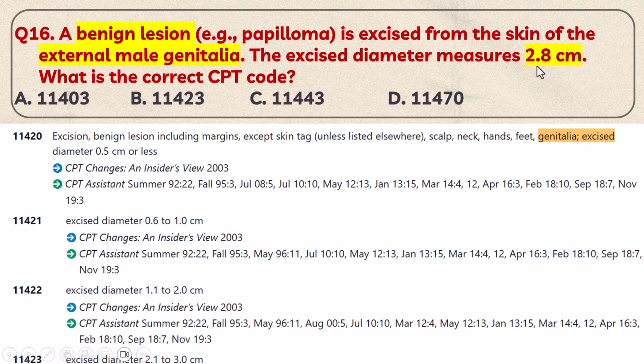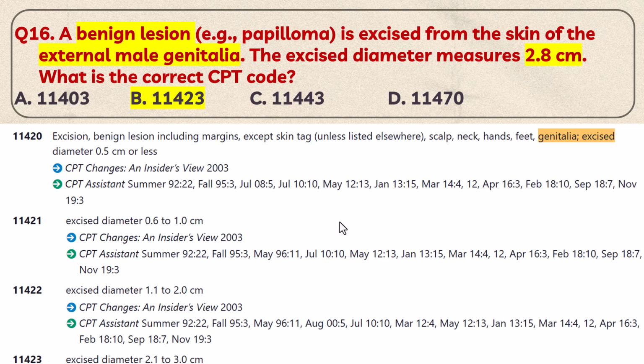Our case is 2.8 centimeter. So the second one is 1 centimeter. This one is 1.1 to 2. So 11,423 is 2.1 to 3 centimeters. So that is included in our code series. So the correct answer is B, 11,423.